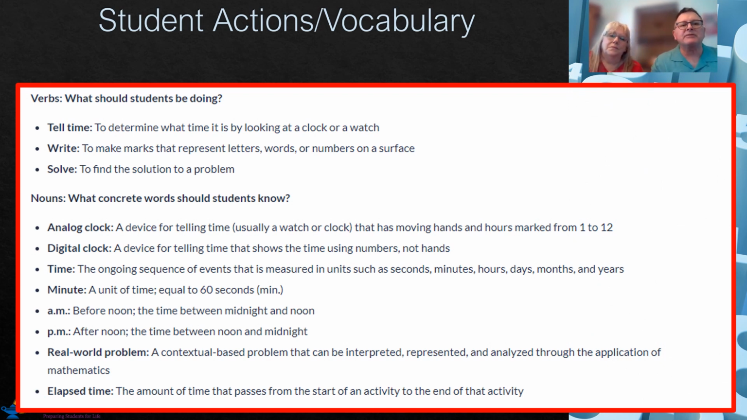So here we have the actions, your telling time, your writing time, and your solving, which is the focus of the elapsed time. So we're going to really focus on that solving piece. Vocabulary, you see there, it's a lot, understanding AM and PM, and really connecting that to language, like knowing that AM is before noon, the time between midnight and noon, and PM, afternoon, the time between noon and midnight. I think it's important for kids to have that understanding, especially when they're doing elapsed time, because some of your times might be AM and others PM.